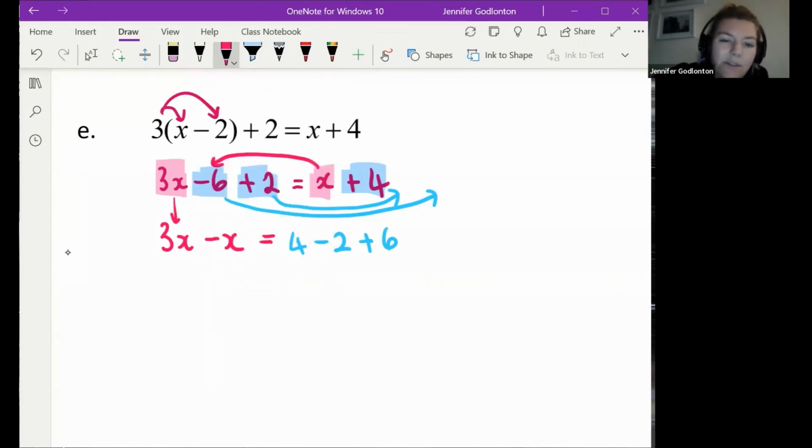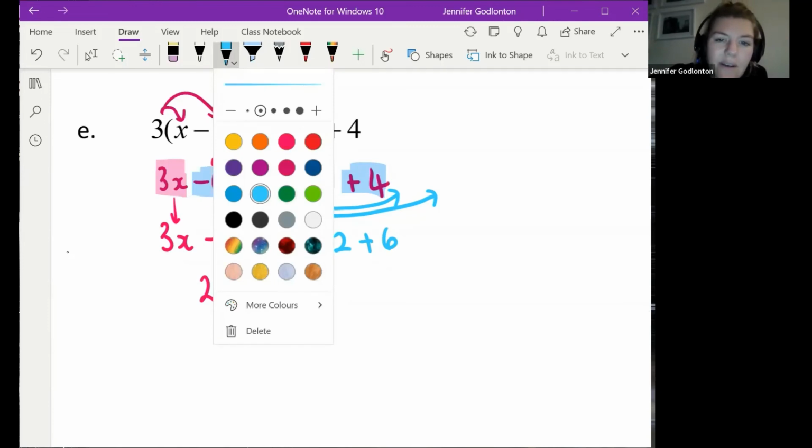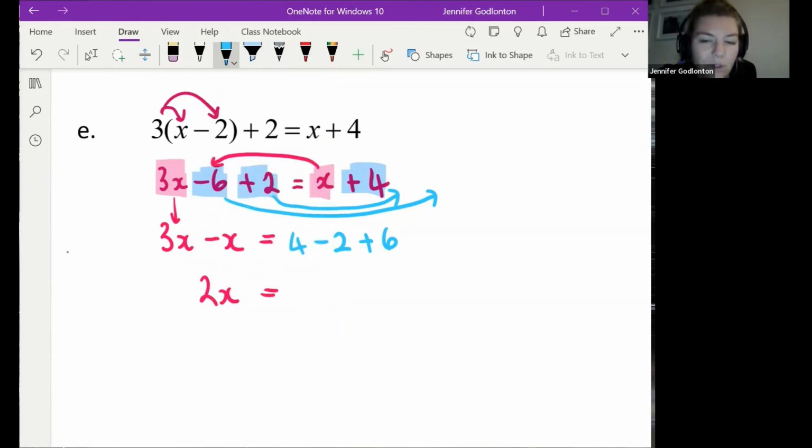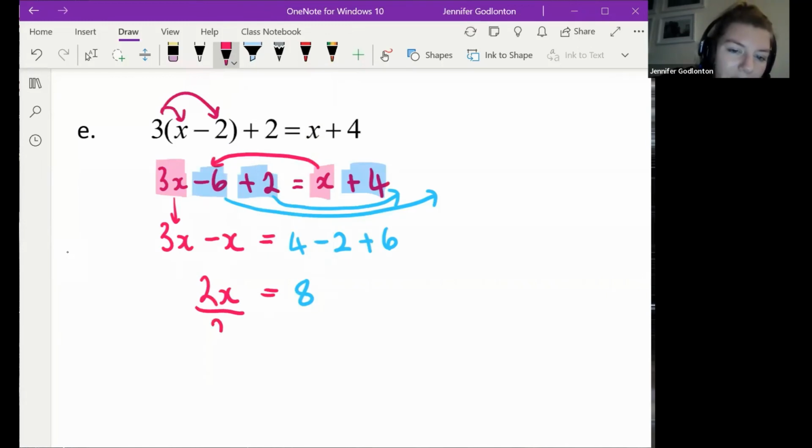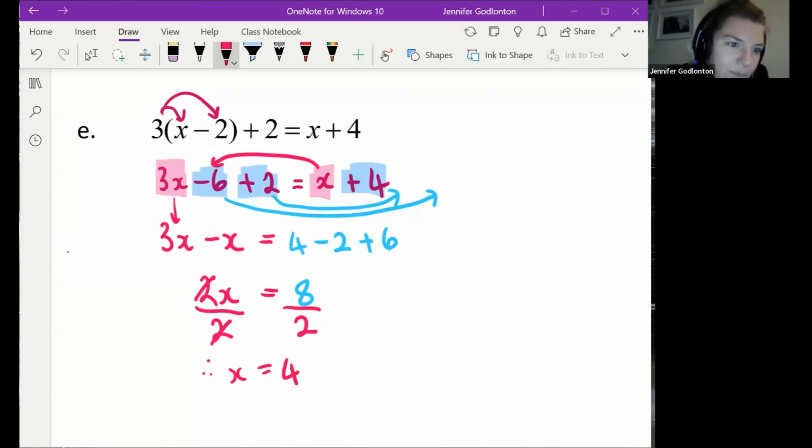Then we say, well, what's 3x minus x? That's equal to 2x. Then we look at our numbers. We have 4 minus 2, which is 2. 2 plus 6, which is 8. Then our last step is we want to divide by the coefficient of x. And so we get our final answer of x is equal to 4.